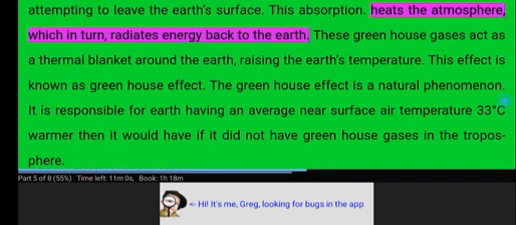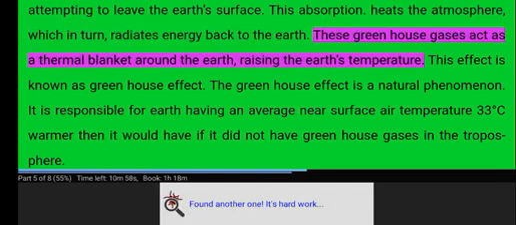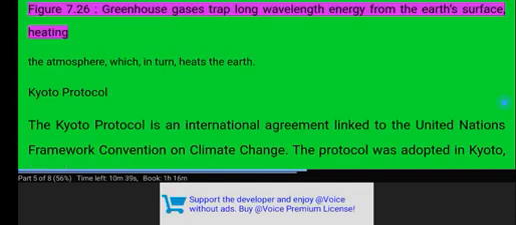This absorption heats the atmosphere, which in turn radiates energy back to the Earth. These greenhouse gases act as a thermal blanket around the Earth, raising the Earth's temperature. This effect is known as greenhouse effect. The greenhouse effect is a natural phenomenon. It is responsible for Earth having an average near-surface air temperature 33 degrees Celsius warmer than it would have if it did not have greenhouse gases in the troposphere. Figure 7.26. Greenhouse gases trap long-wavelength energy from the Earth's surface, heating the atmosphere, which, in turn, heats the Earth.